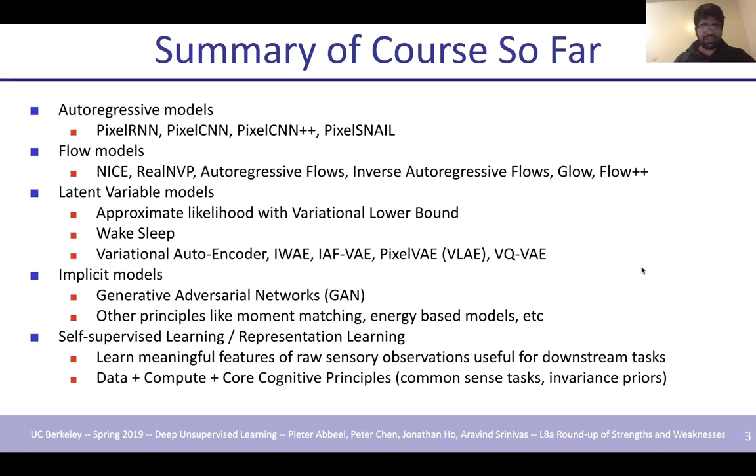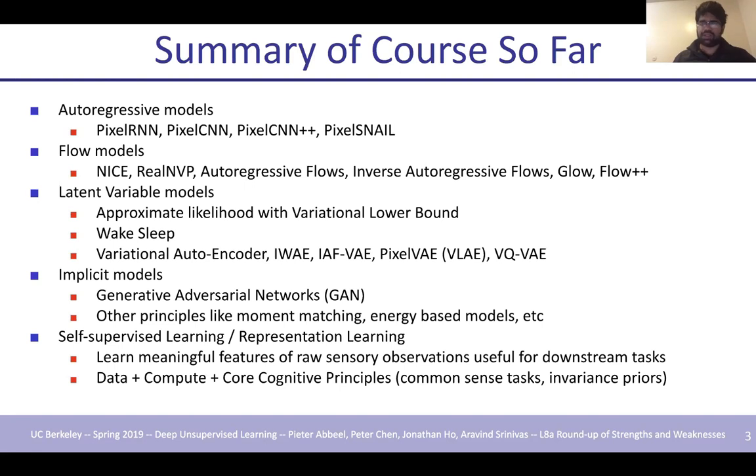So, firstly, a summary of the course so far. We've looked at autoregressive models: PixelRNN, PixelCNN, PixelCNN++, PixelSNAIL. We looked at flow models, the RealNVP family of models, and also the connections between autoregressive flows and inverse autoregressive flows. Next, we covered latent variable models, models with approximate density estimates using the variational lower bound, and various instantiations of that, like the VAE, importance weighted autoencoder, VQ-VAE, PixelVAE, and so forth.